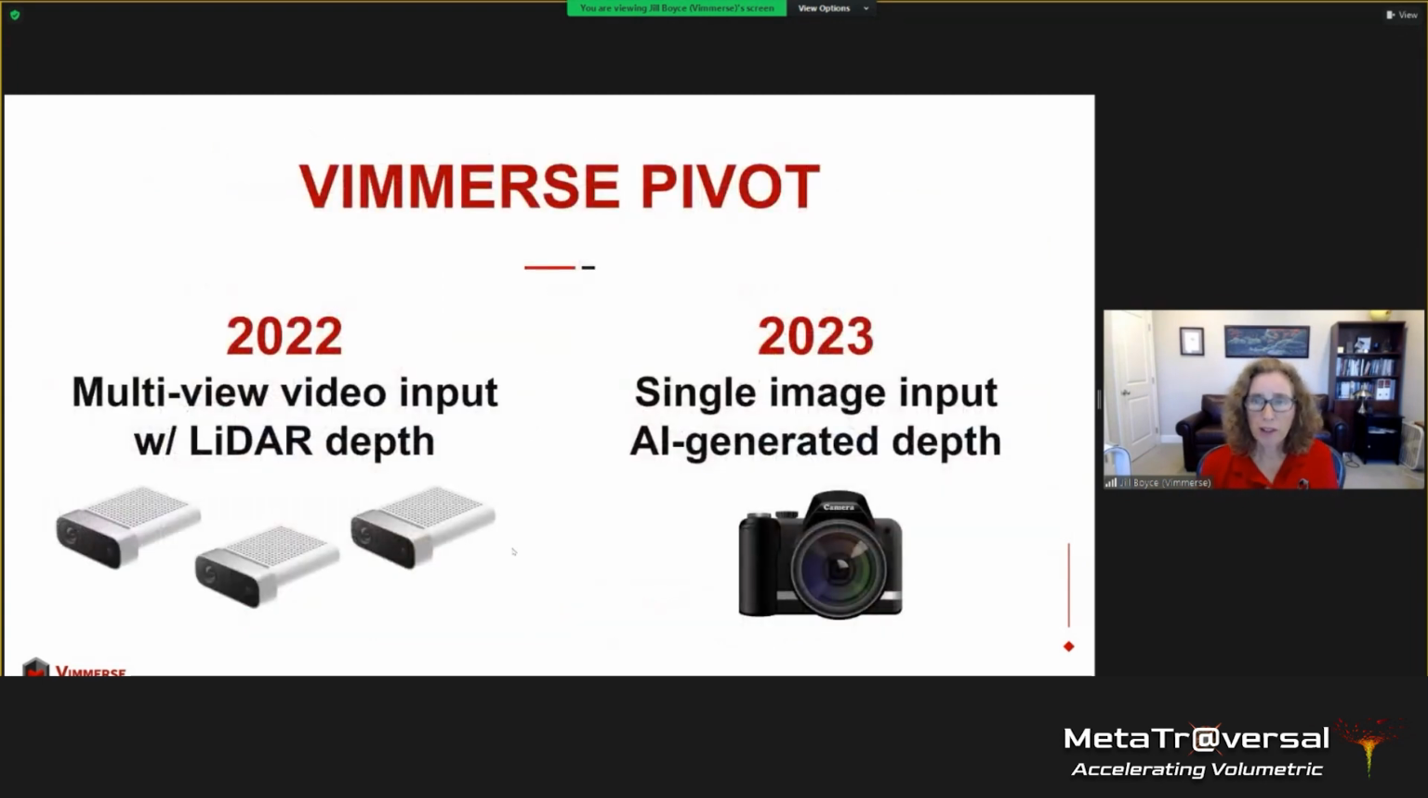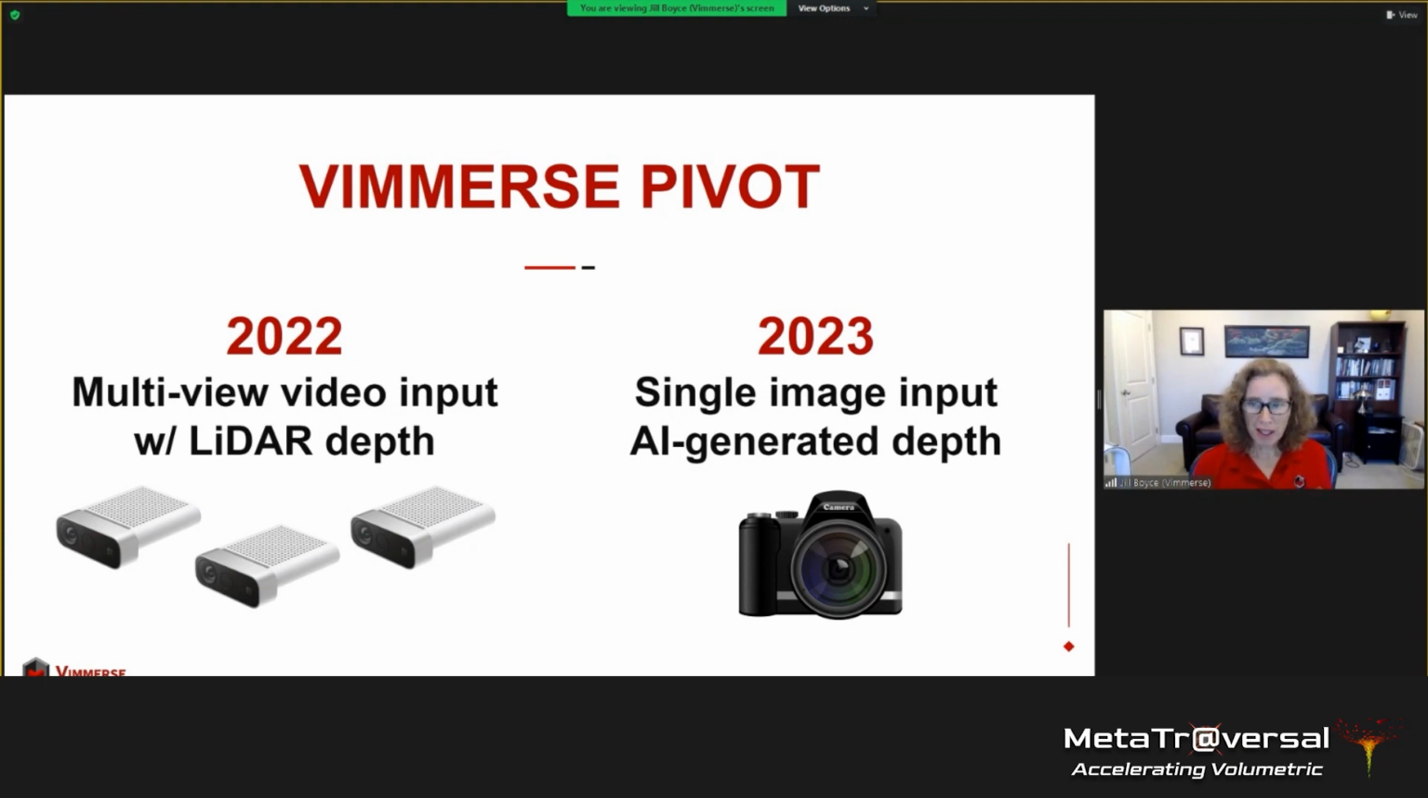When we first started out, it would have been more in the traditional volumetric space of trying to do multi-view inputs and capture. We were using Kinect sensors with LiDAR depth, and we worked a little bit with DepthKit. But we ended up pivoting to having, instead of multi-view video and depth as our input, a single image input with AI generated depth.